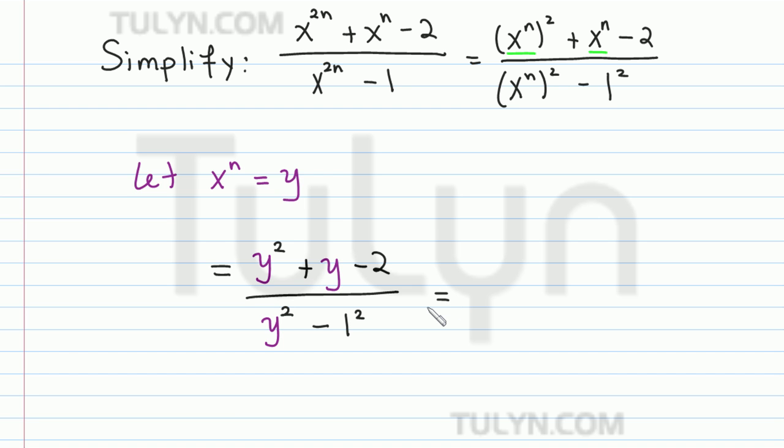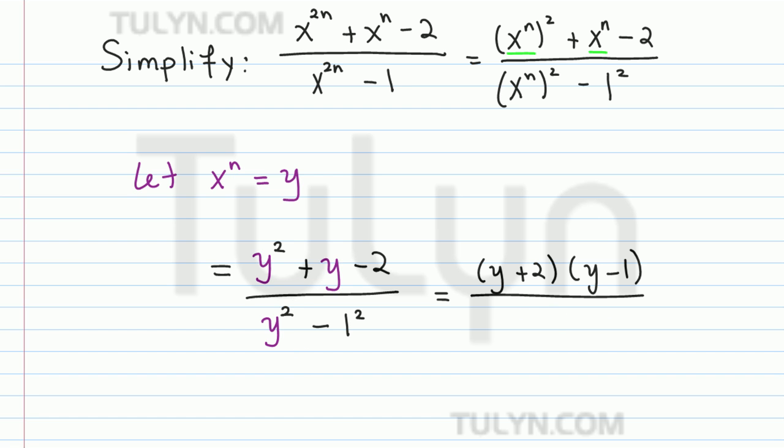So now we can factor. y squared plus y minus 2 factors into (y + 2) times (y - 1), right? Because 2 times negative 1 is negative 2, and 2 plus negative 1 is positive 1.